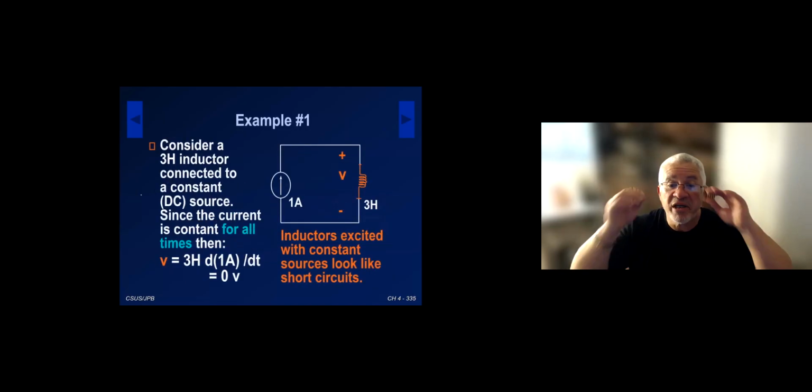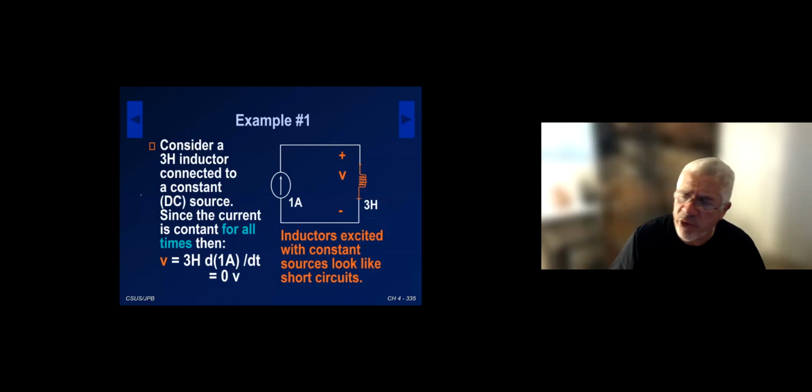So I'm going to run through a few examples in this lecture. They are not examples you're going to be asked to do. They are examples that I'm hoping illustrate how these elements behave or work. So in this particular case, if I put an inductor and I connect it to a 1 amp current source, that's a constant current source.